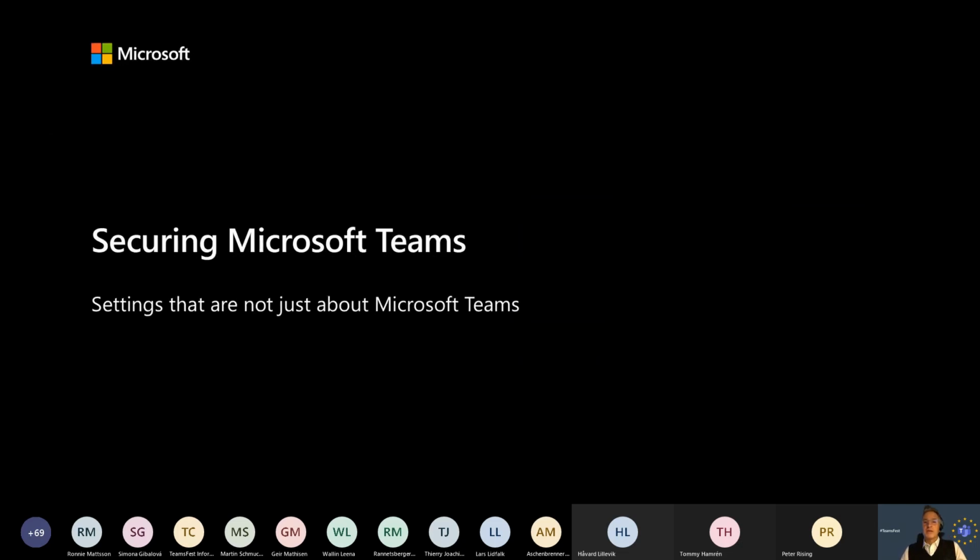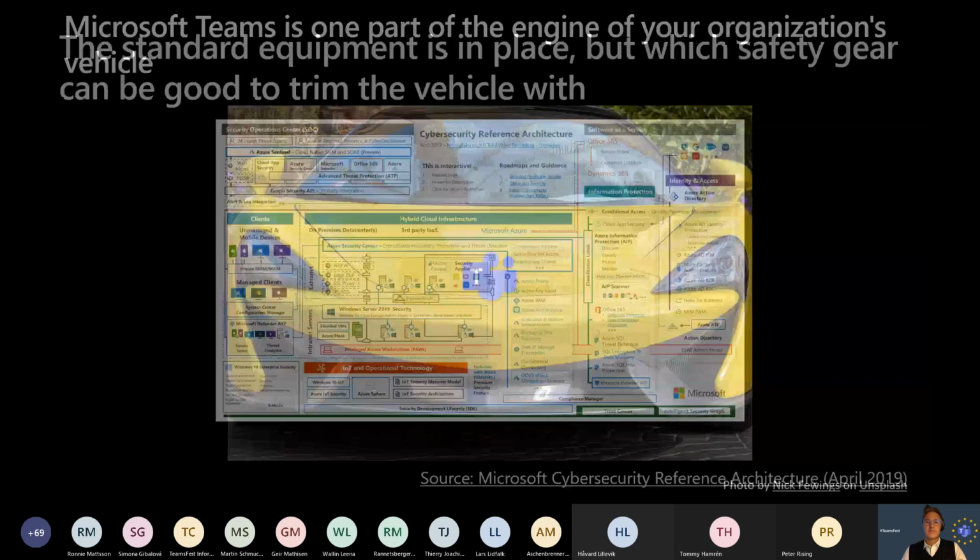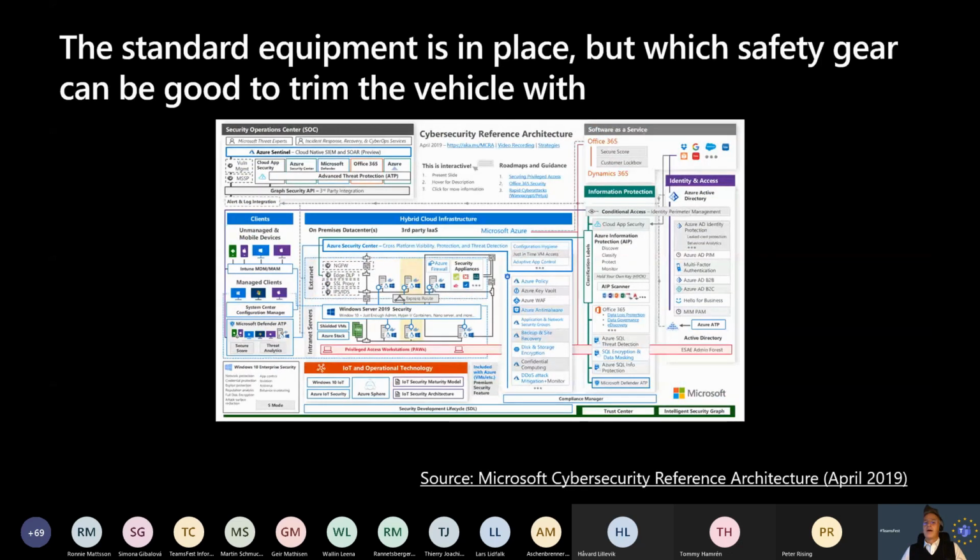Now we have seen some examples of the basic settings that everyone should know and configure properly and as needed. So Microsoft Teams is one part of the engine of your organization's vehicle. A basic precondition for you to be able to trust your systems is, of course, that you must have secured all devices you are using. You must also be sure that you handle identities and user accounts in a sensible way. And if that were not enough, you must also trust your network and have implemented the protection you need to keep the bad guys at a distance.